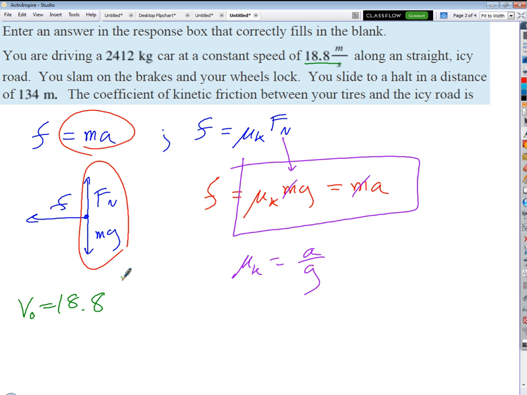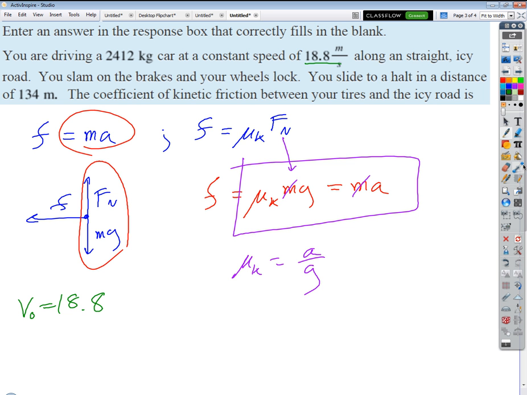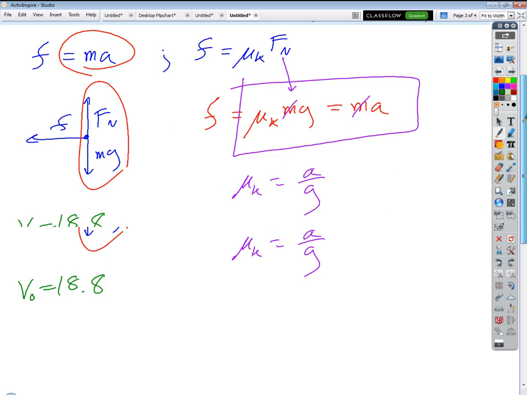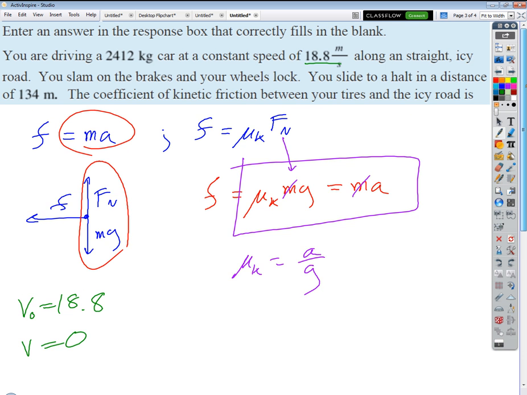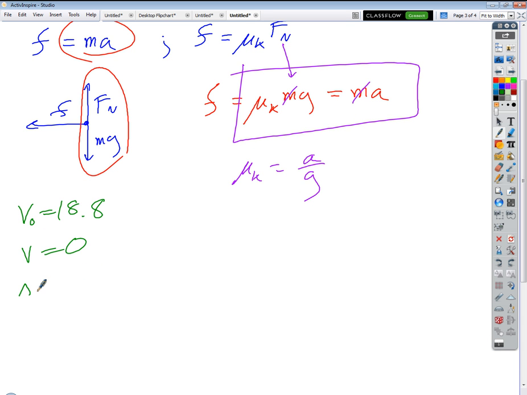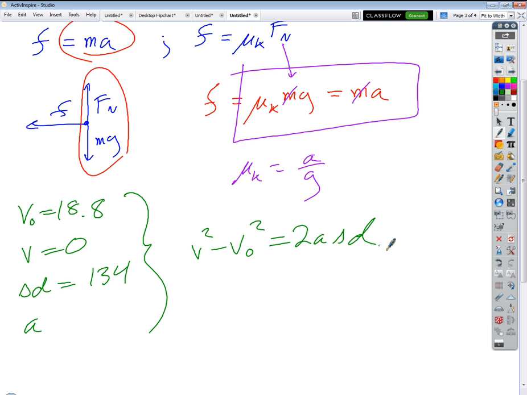Final velocity? Okay, so final velocity is 0 because it's coming to rest. We know the displacement is 134, right? It takes 134 meters to stop. And then we're trying to find a, right? So we're going to use the time-less equation. v squared minus v naught squared equals 2a delta d, right? Okay, we know that v is 0, so that one goes away.